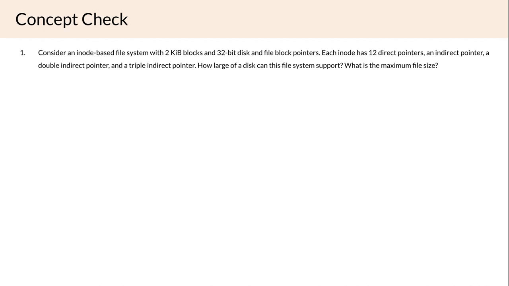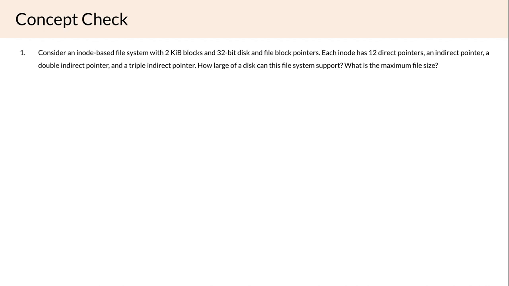So each block pointer is actually just a 32-bit integer, and that means that we have 2 to the 32 possible blocks. So if you were given that we had a 64-bit disk, then we would have 2 to the 64 possible blocks. Okay, so we know that we have 2 to the 32 possible blocks, and we also know the size of each block, which is 2 kilobytes.